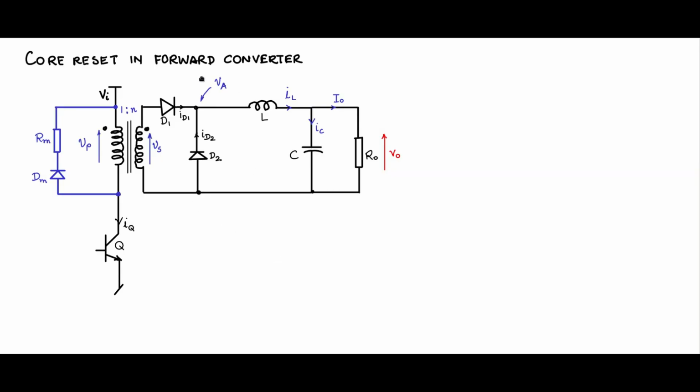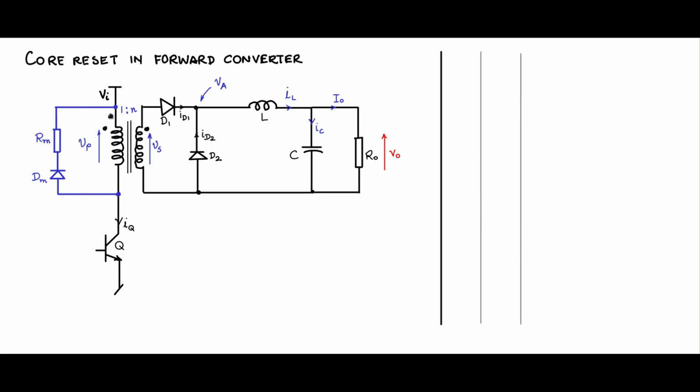Till now we discussed the waveforms on the secondary side of the forward converter, which was mostly like the buck converter. Now let us look at the primary side, this switch and the core reset issue. Let us draw the waveforms related to that and then try to understand that.